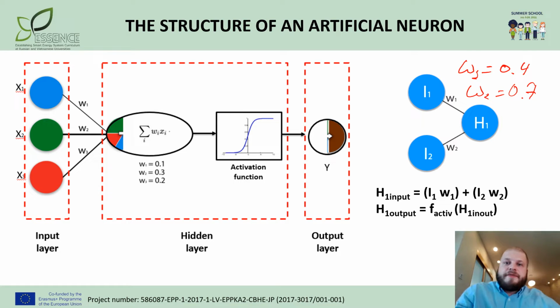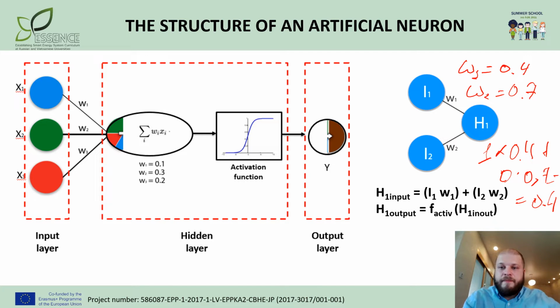The input data of the neuron H1 will be as follows. So it will be 1 multiplied by 0.4 plus 0 multiplied by 0.7. So the answer is 0.4. So now that we have the input, we can get the output by plugging the input into the activation function.